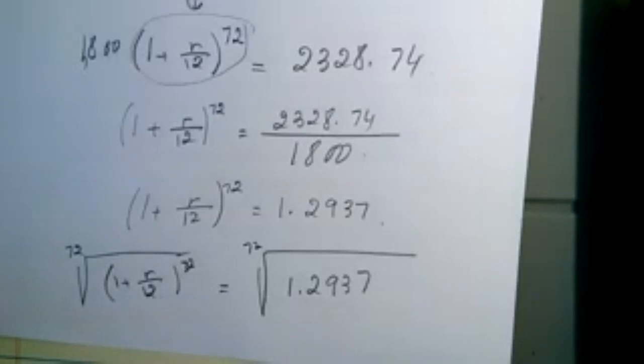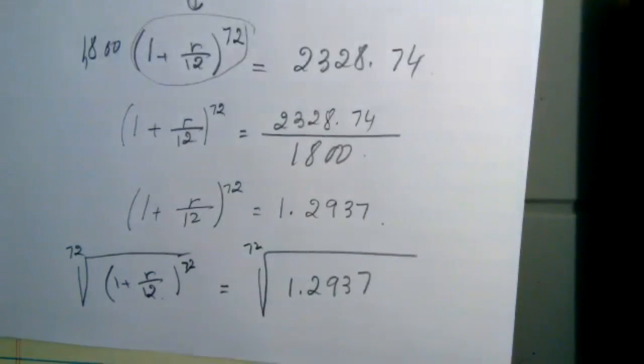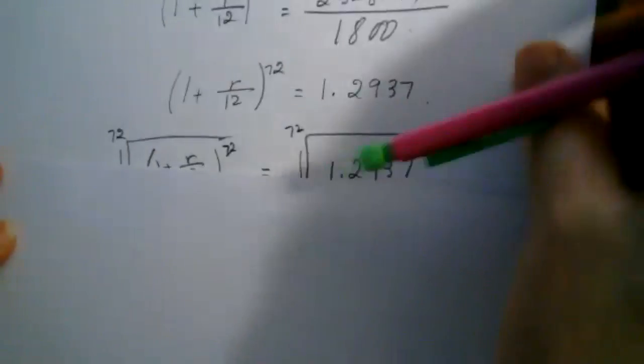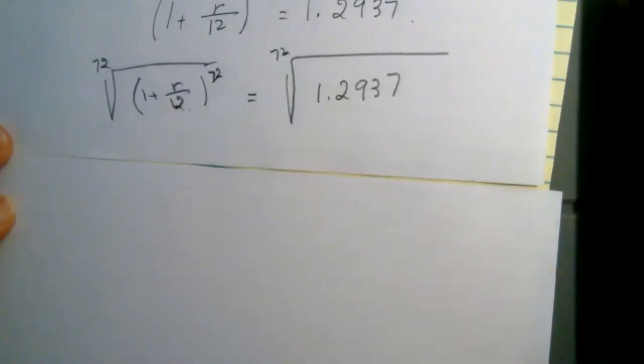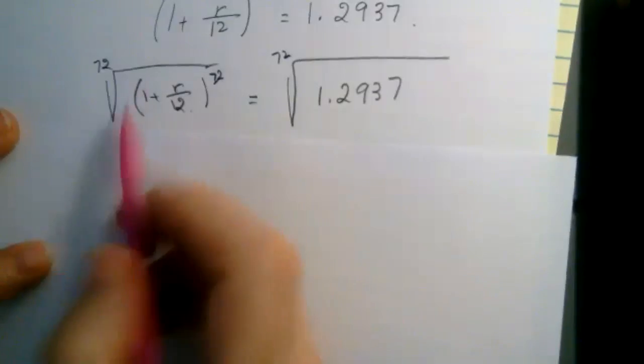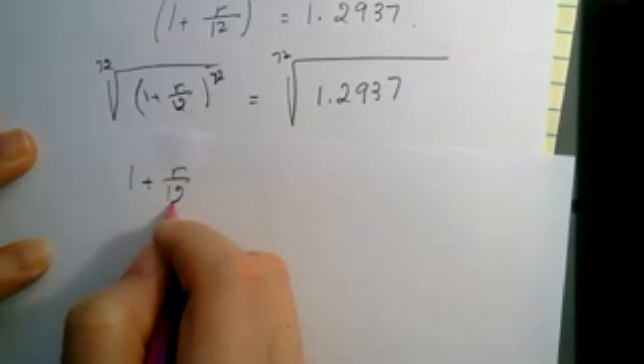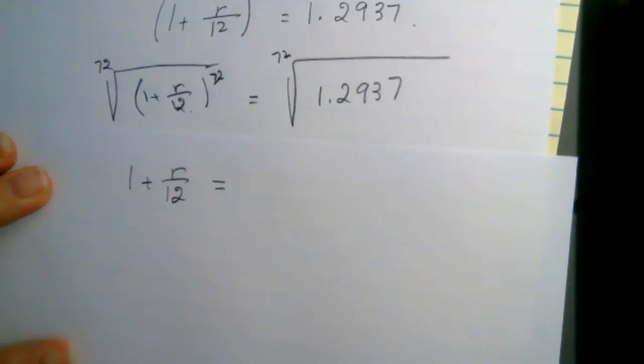Over 12. And now I need a new piece of paper and finalize this. Okay, so let me finalize it. And I'm gonna get the following. Okay. This will be 1 plus r over 12 equal.